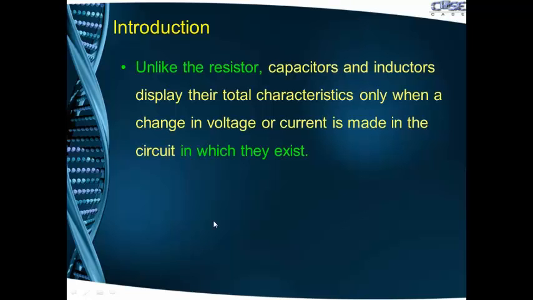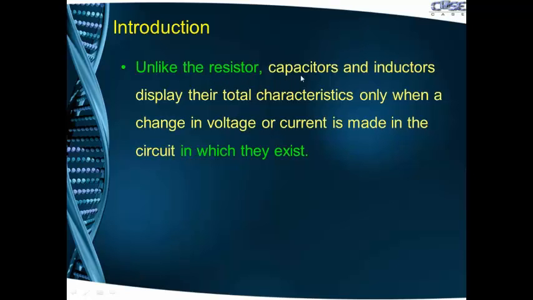Unlike the resistor, capacitors and inductors display their total characteristics only when a change in voltage or current is made in the circuit in which they exist. That is, in the resistor, the value of the current is directly proportional to the voltage. If voltage is increasing, the current would also increase, and vice versa. For a constant voltage applied, the current would be constant.